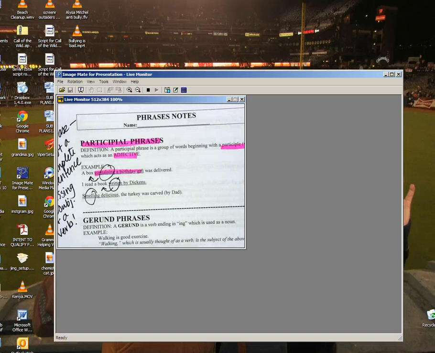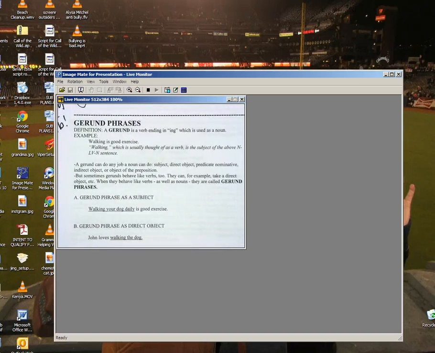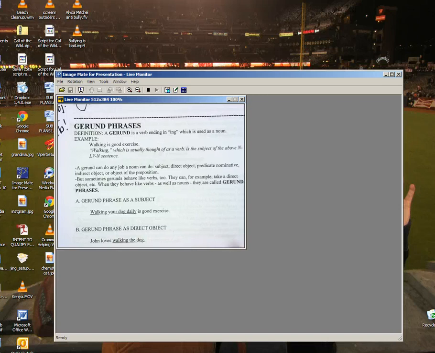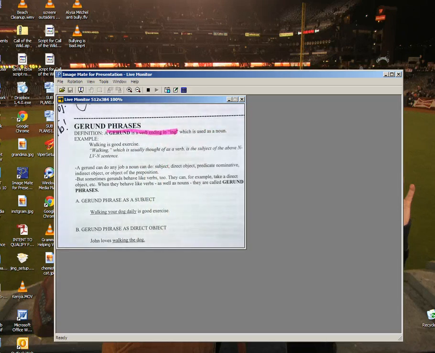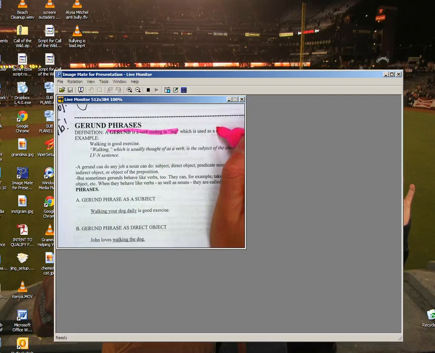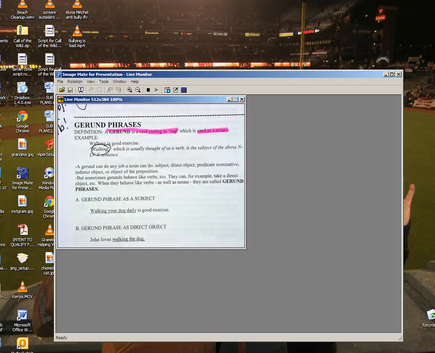Okay, let's go on to gerund phrases. Gerunds are super easy to find. Okay, a gerund phrase is a verb ending in ing. All you have to do is look for the verb ending in ing, but this time, instead of being used as an adjective, it's used as a noun. Okay, walking is good exercise. Walking here is used as the subject, okay, but it's a verb ending in ing. That means it's a gerund phrase.